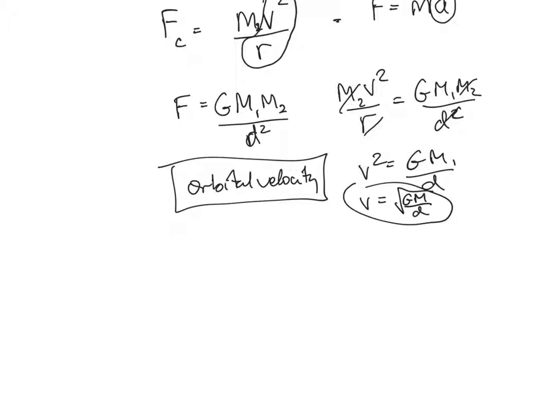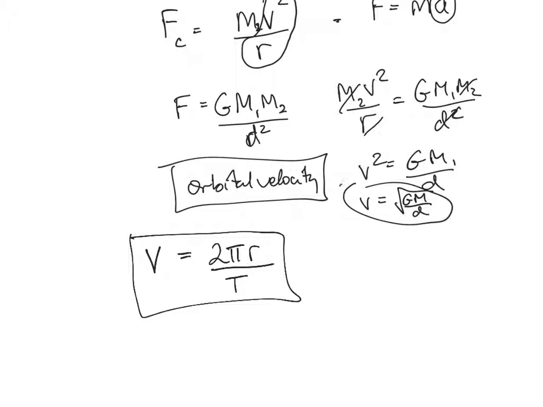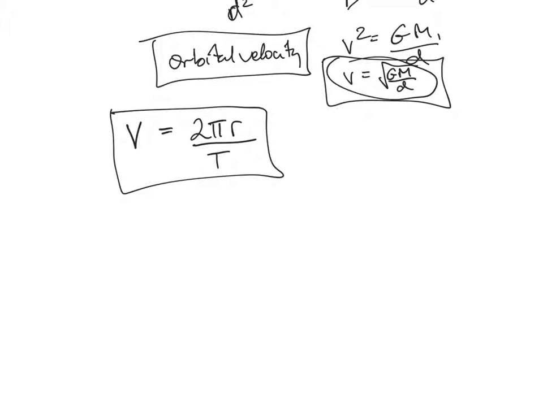Instead of this, we have the orbital velocity is the distance around a circle, which is 2 pi r, divided by the time it takes, or the period. So we have different formulas we can use for orbital velocity. We can also use this formula for orbital velocity in another formula that's commonly used as part of Kepler's laws.